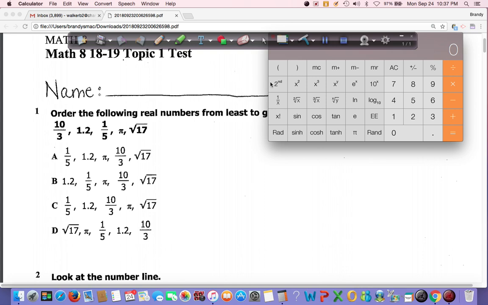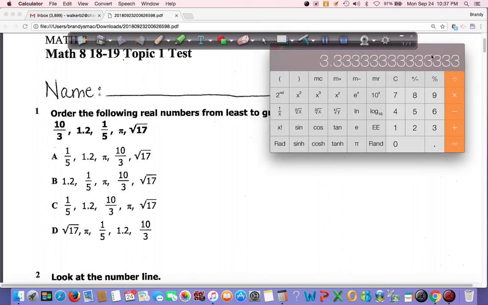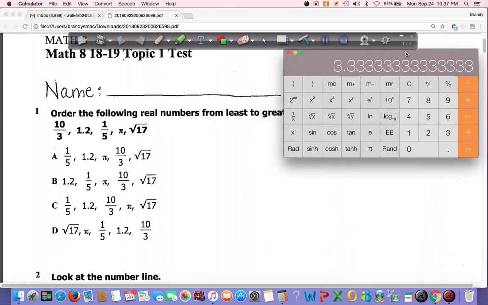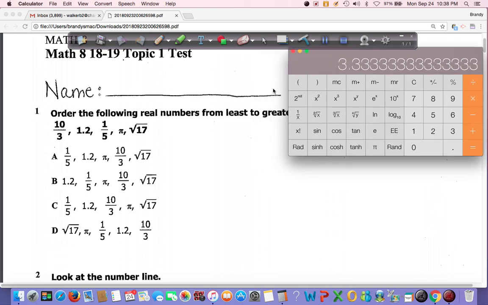So the first number that we have is 10 thirds. So when it's a fraction, this bar right here also means division. That's what that bar means. So we can say 10 divided by 3 in our calculator and get the correct answer format for a decimal. So 10 divided by 3, and let's move it down a little bit. There it is. 3.3 repeating. So that's the 3's for forever.